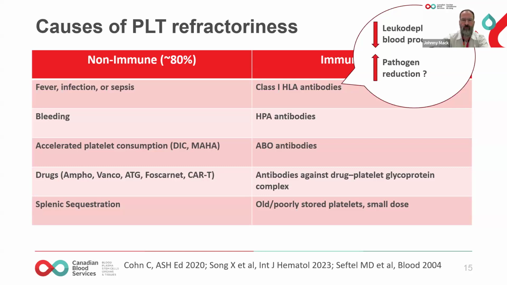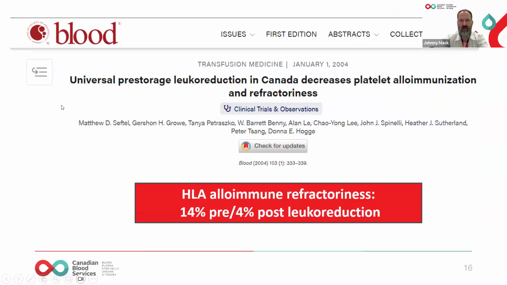So if we look at some of the data supporting this, Dr. Seftel is credited with this analysis of the Canadian landscape following the introduction of universal leukoreduction of platelet products, or all blood products, in Canada. They observed in this study that when they compared the pre and post leukoreduction eras, HLA alloimmune refractoriness decreased from 14% in the pre-leukoreduction era to 4% in the post-leukoreduction era in Canada. Which again makes intuitive sense with the reduction in the HLA burden in the transfused products.